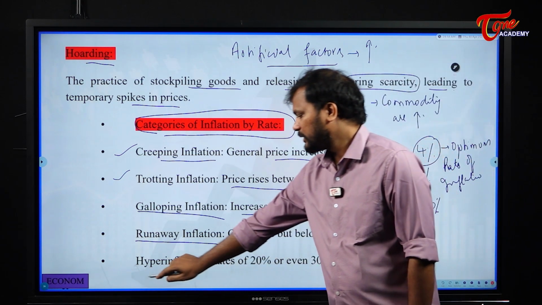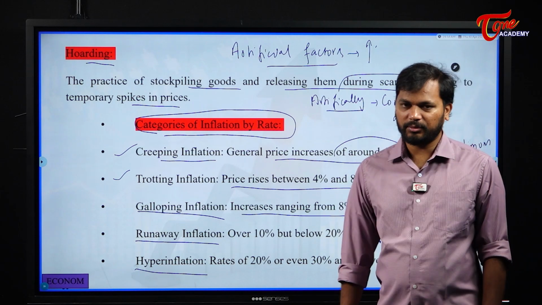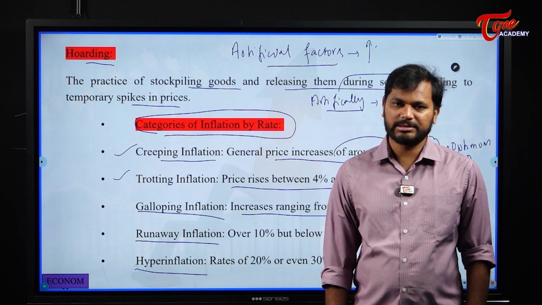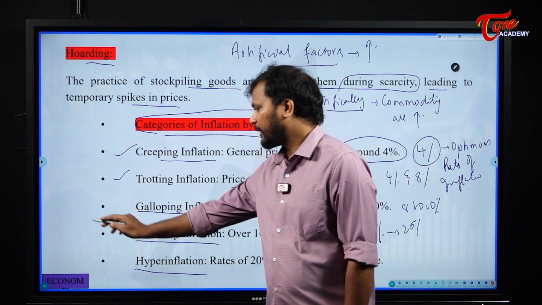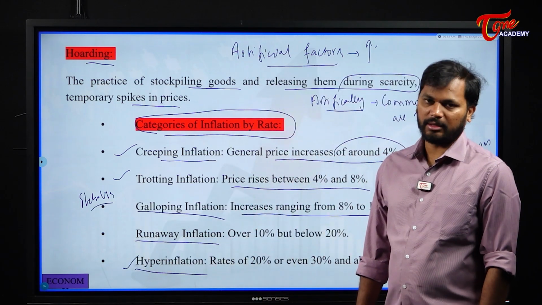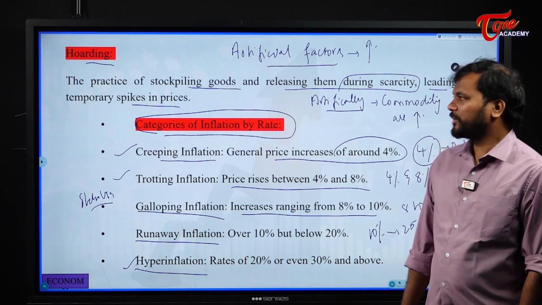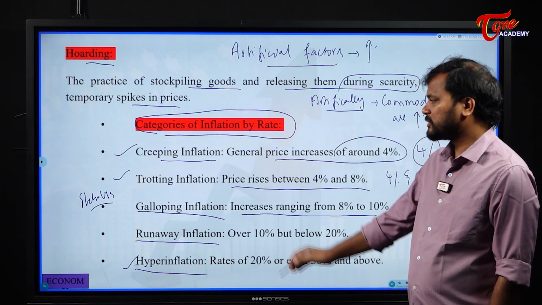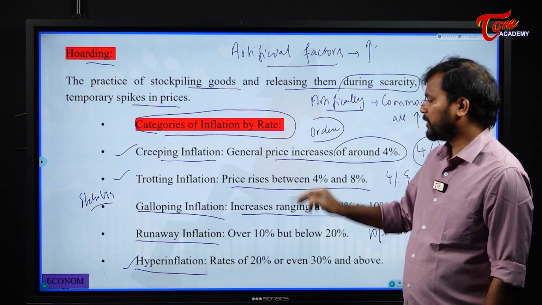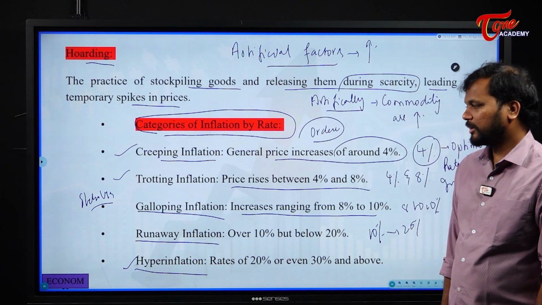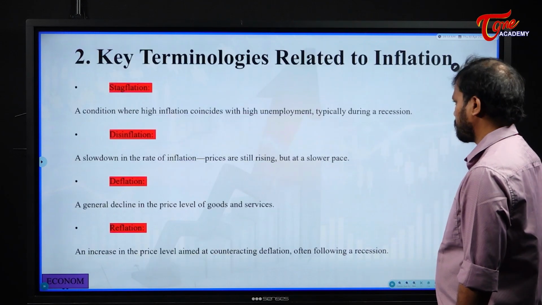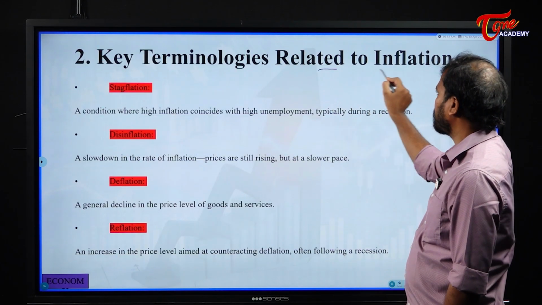Next is hyperinflation, and once we enter into hyperinflation, it is very difficult for the economy to be stabilized. Okay, so it is very difficult for the economy to be stabilized when it runs into the bracket of hyperinflation. Clear? So here the question can be asked: what are the orders of inflation? The orders of inflation are creeping, trotting, galloping, runaway and hyperinflation. Clear?